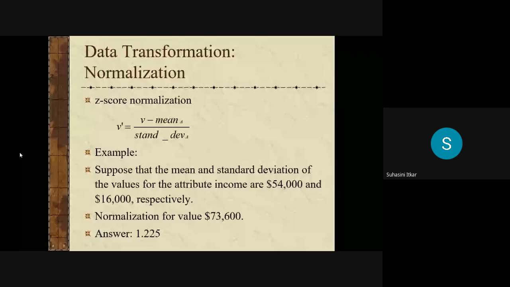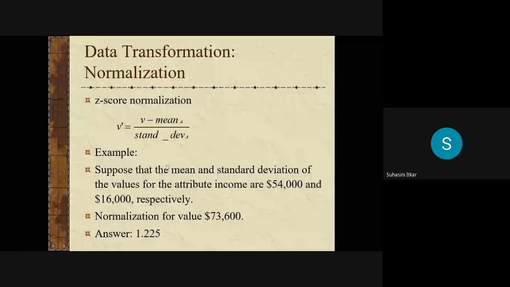Yes, it's very simple. We are expected to just put in the values. I'm expecting the answers from all of you. In normalization, we are expected to calculate the new transformed values.